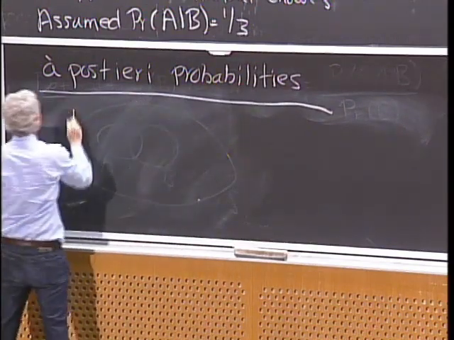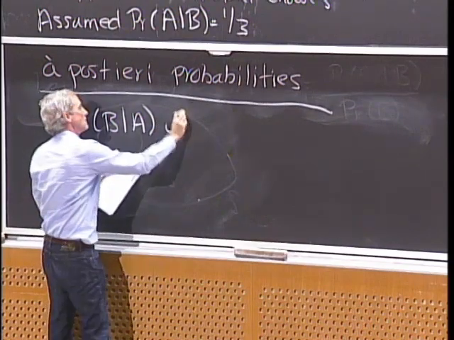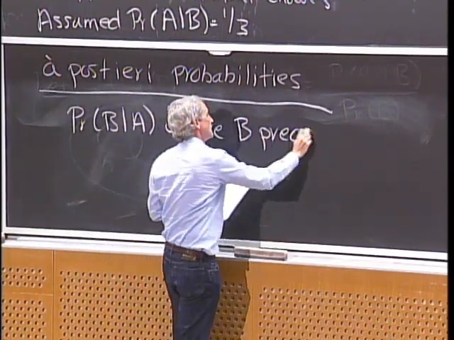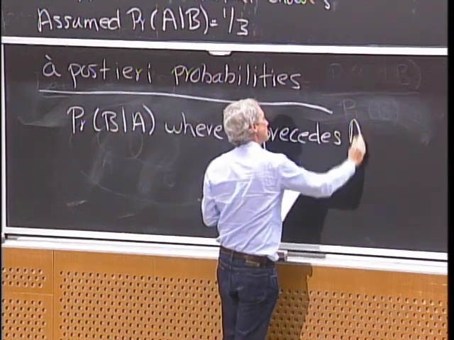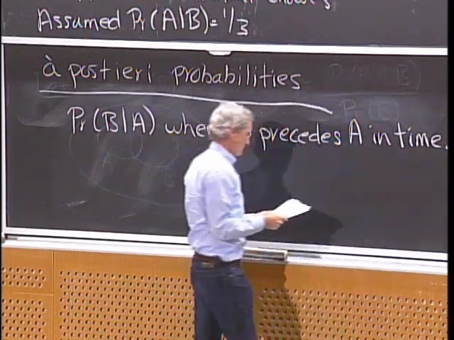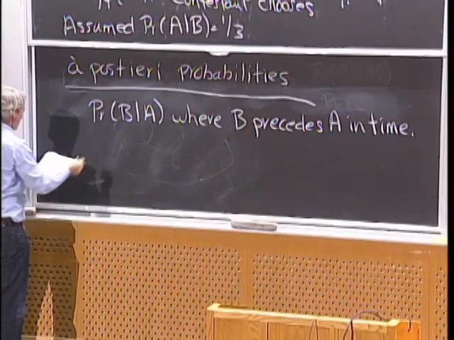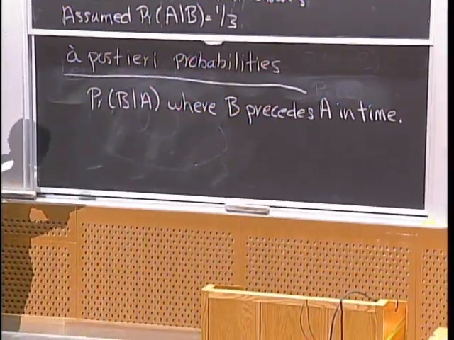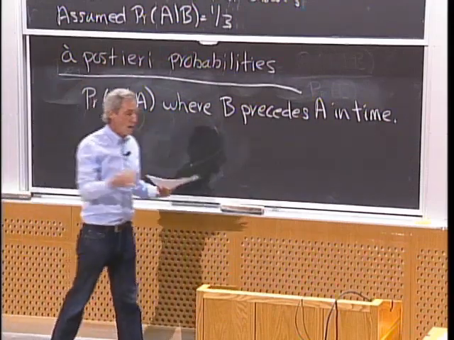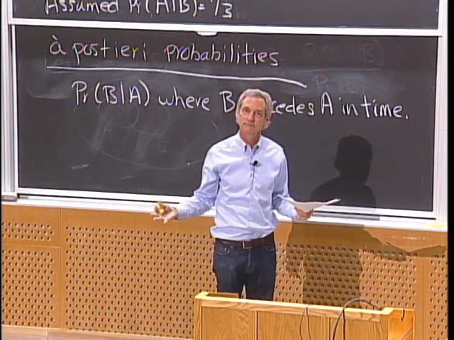All right, so it's a probability of B given A where B precedes A in time. All right, so it's the same math, it's just they're out of order. So let's figure out the probability that you won the first game given that you won the series. Let's figure it out.